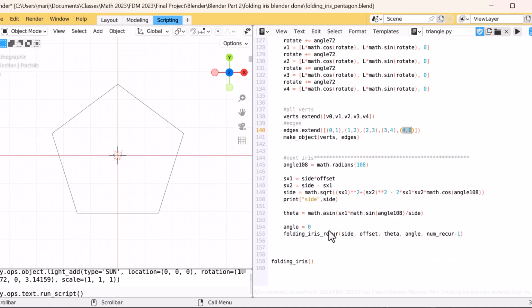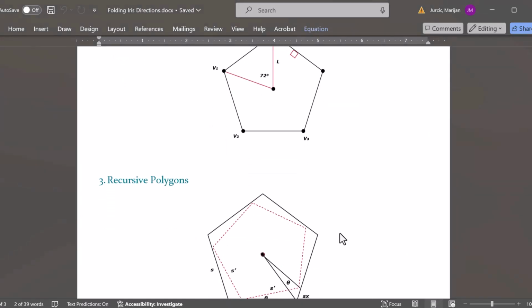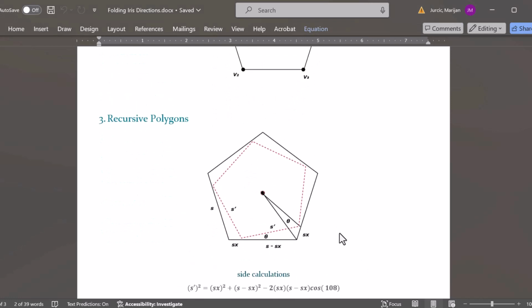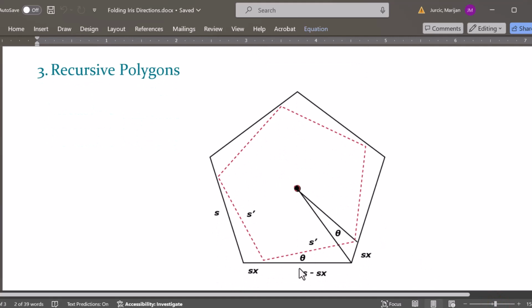So the next part is we want to make the next polygon, right? If I go to my picture here, it kind of looks like this. So this is the next polygon, a pentagon, and it's inscribed. You're given x, which is the offset, and we want to calculate theta, the rotation we need to do of this new pentagon, and also we need to know its size, so it fits in perfectly. So you're given x, which is your offset, and we have to calculate theta.